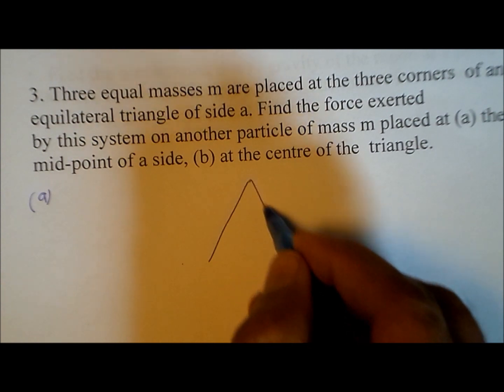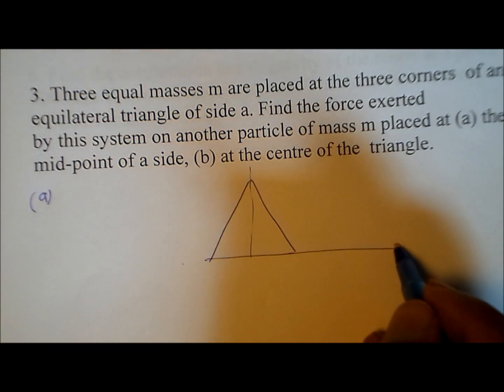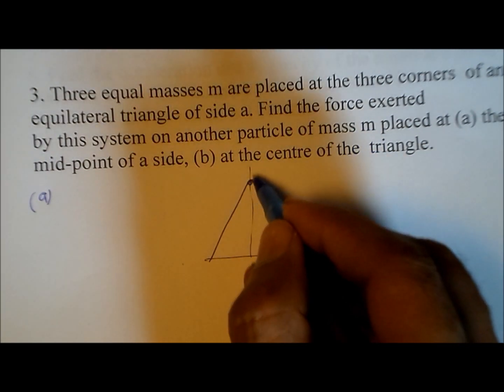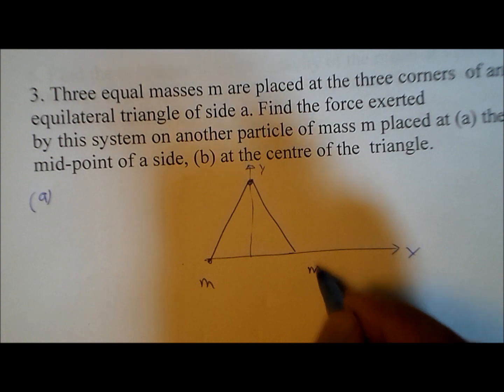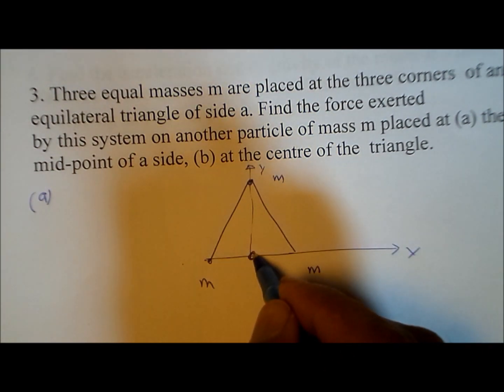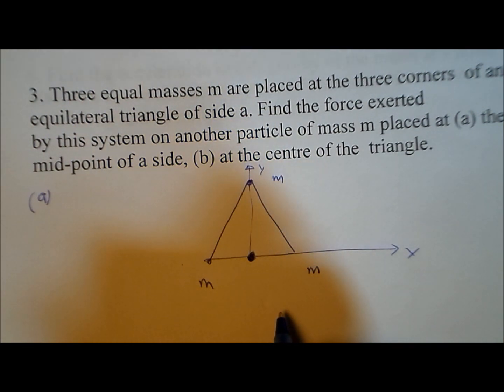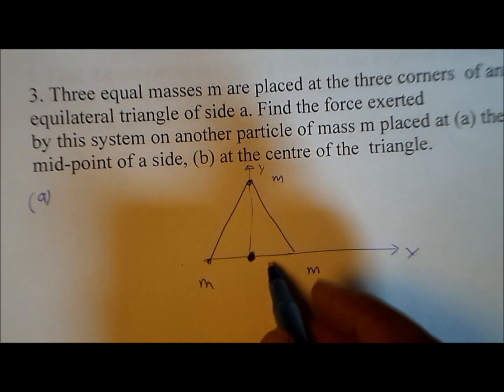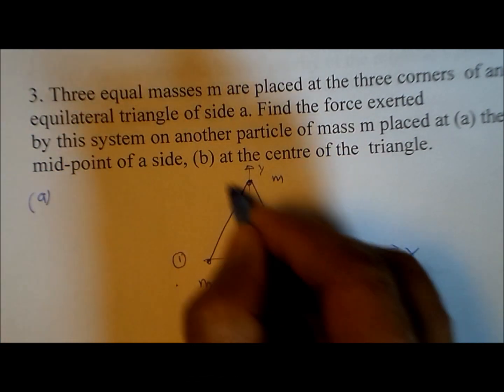So this is the triangle. You make an axis. This is the x-axis. This is the y-axis. The masses are m, and we need to find out the force exerted by this system at this point. So let's call them mass points 1, 2 and 3.